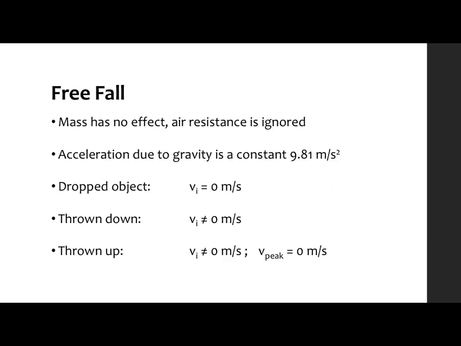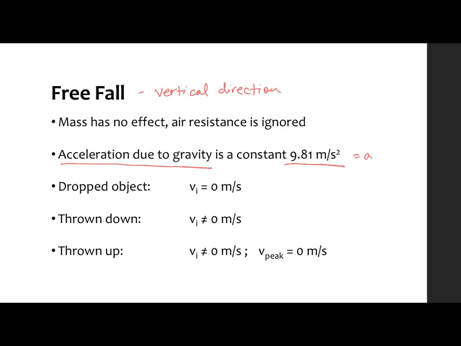And now we finally reached the free fall section. Free fall means we're dealing with the vertical direction. We're falling vertically, and this is where mass has no effect and air resistance is ignored. So if you see any mass, that means you don't need to use that. That's an extra piece of information. And here we have to make some assumptions. Acceleration due to gravity is a constant 9.81 meters per second squared. So this value doesn't change.